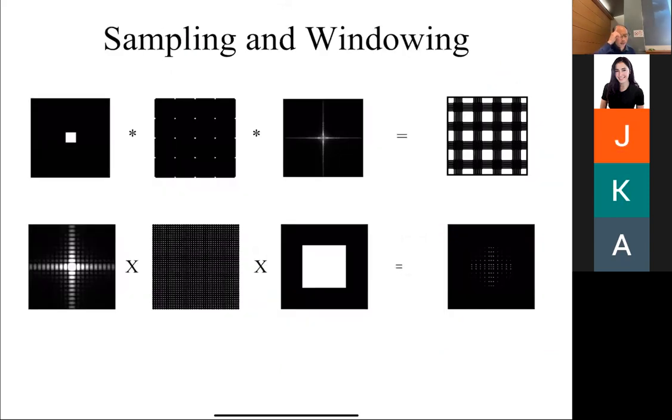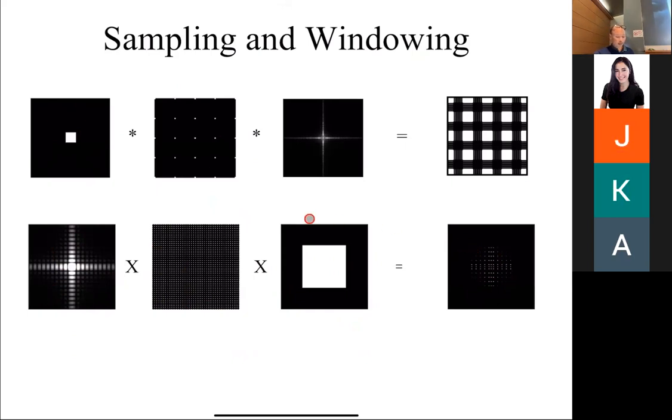Okay, so let's put it all together. We've got both sampling and windowing going on in MRI. So this is my object. This is the Fourier transform. We're doing everything in this domain, okay? We're sampling and we're windowing in this domain. And so I go from this, which is my ideal 2D sinc, to a sinc that is sampled and windowed. All right, so that's what I have.